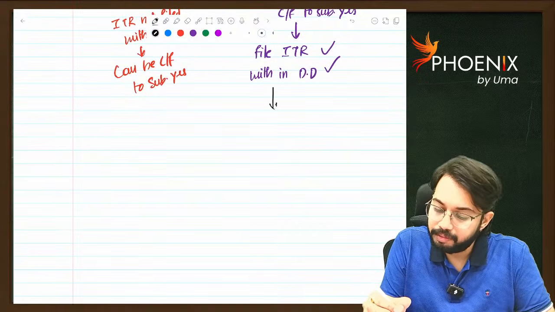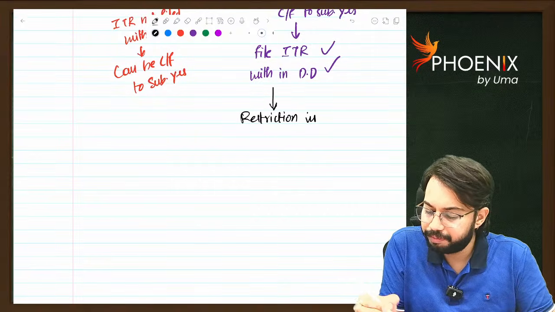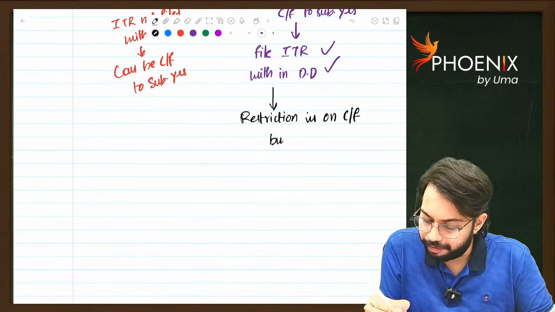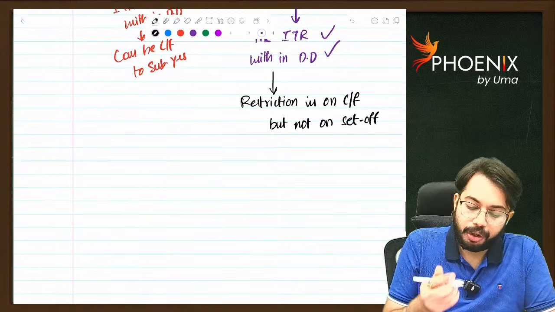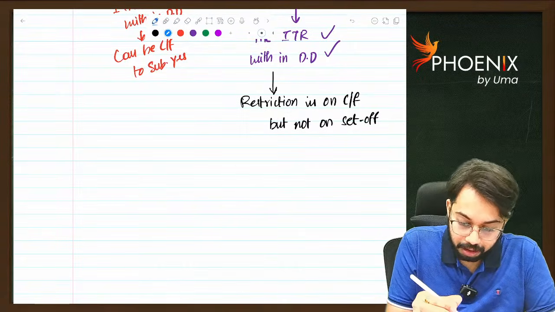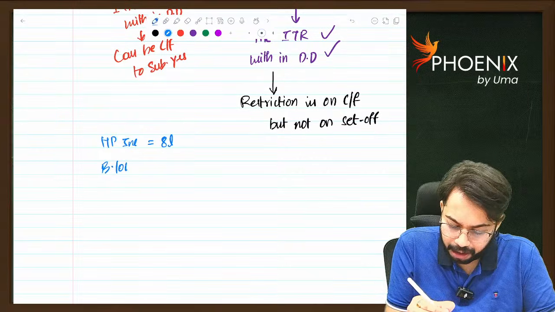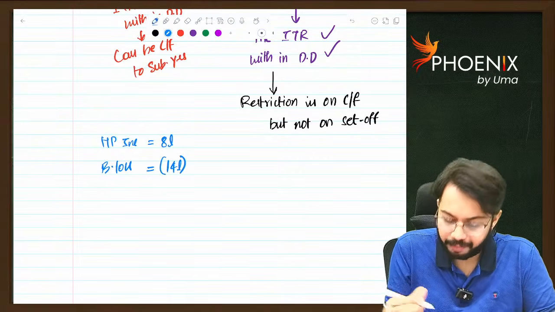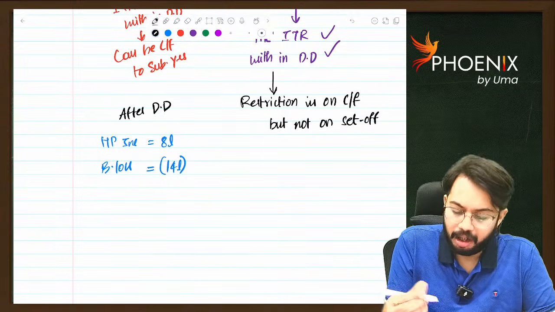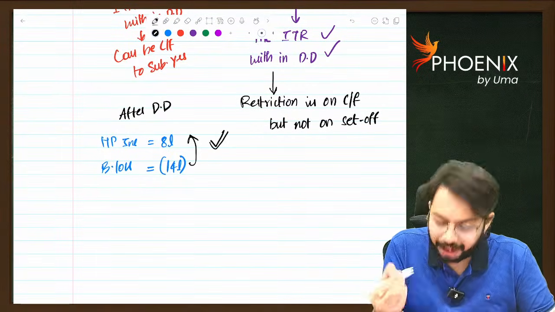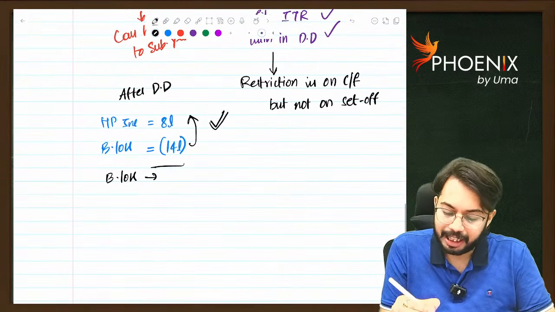Next, the restriction is on carry forward but not on set off. What do you mean by this? Let's say you have house property income of 8 lakhs and there is a business loss of 14 lakhs. You filed ITR after the due date. Now, can you do set off? Yes, set off is permitted. After setting off, how much is the business loss? Business loss is 6 lakh rupees.